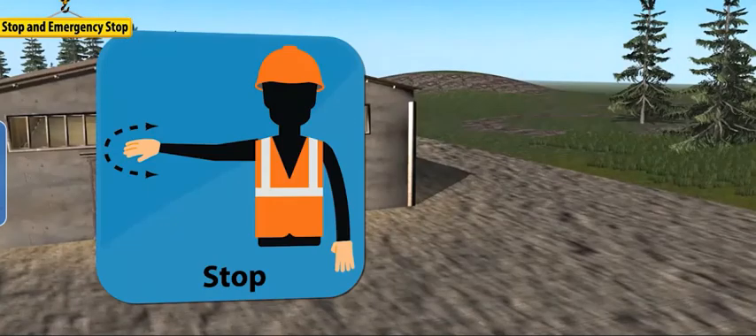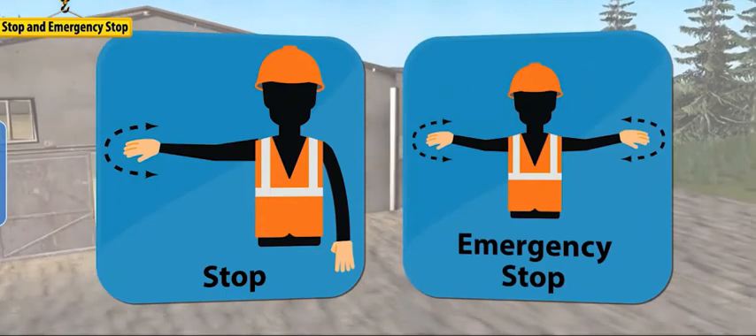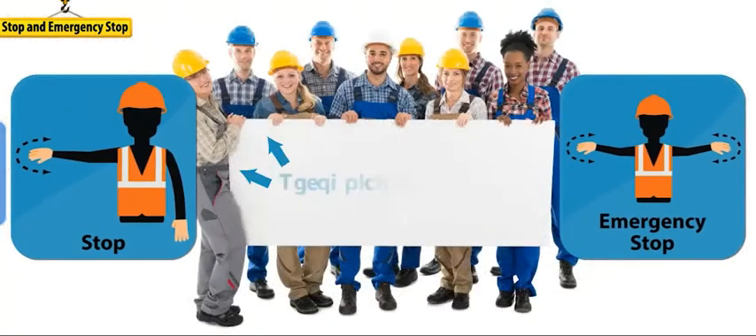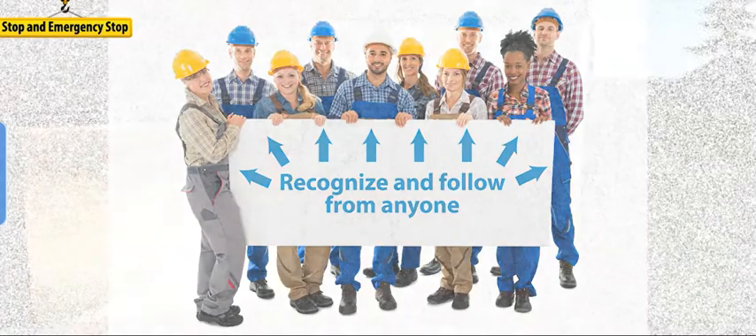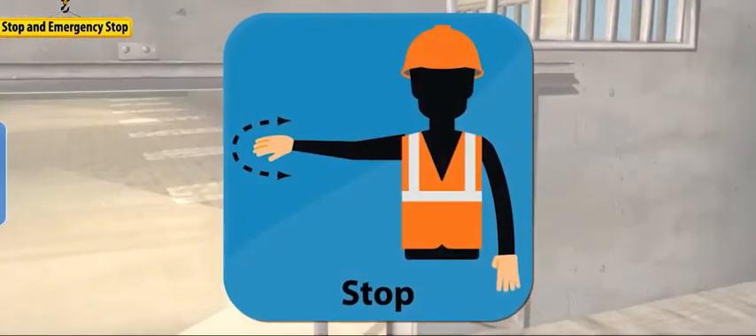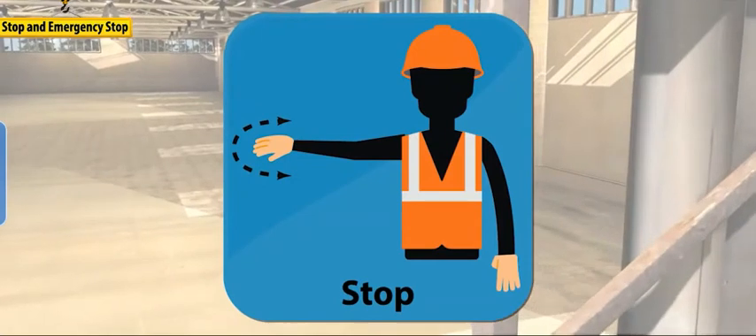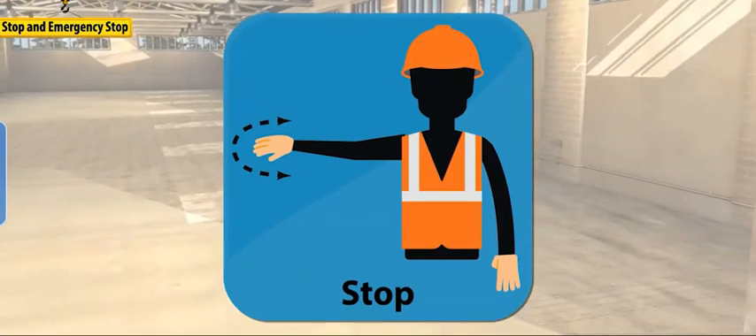Stop and emergency stop are the only commands that the crane operator should recognize and follow from anyone that isn't the designated rigger for the project. To signal stop, stick your arm out to the side with your palm down, fingers pointing out. Then wave your arm back and forth horizontally.